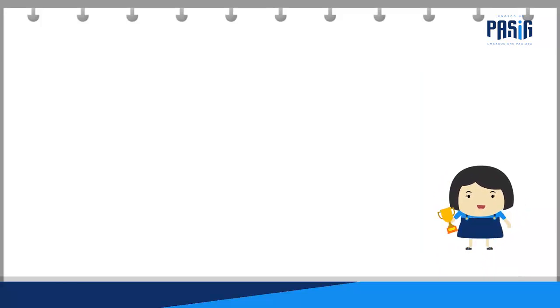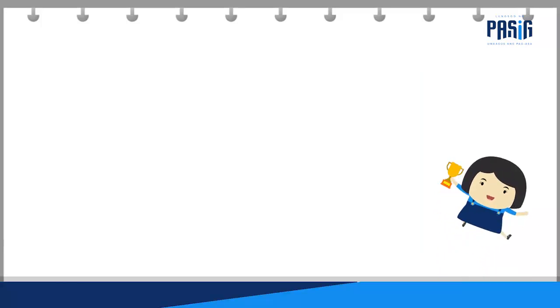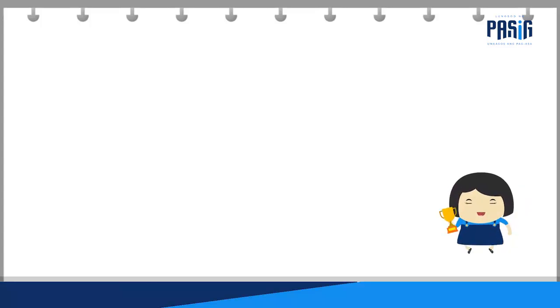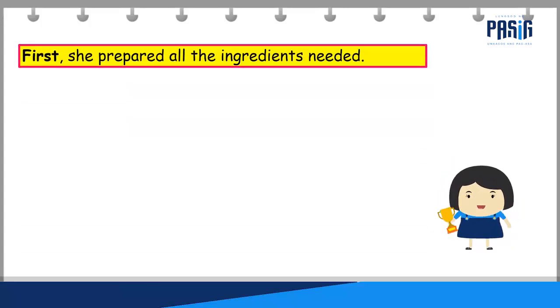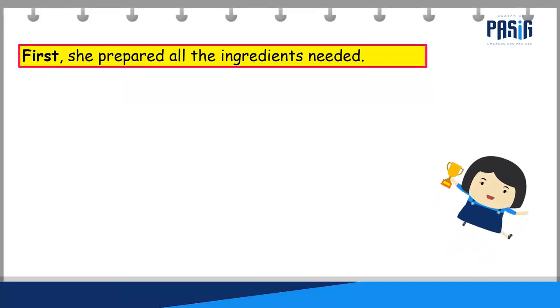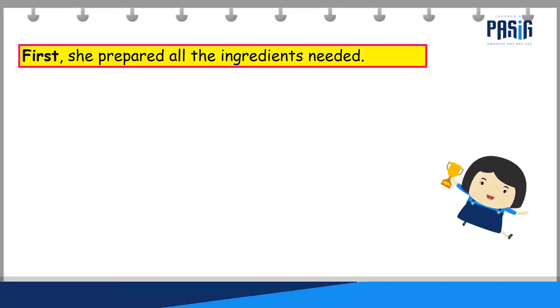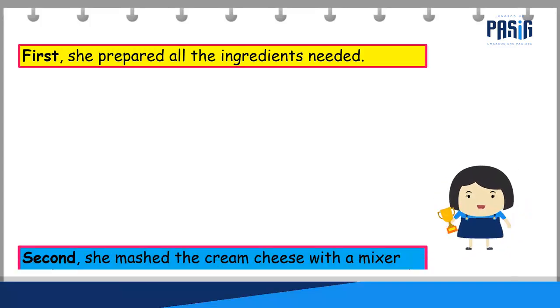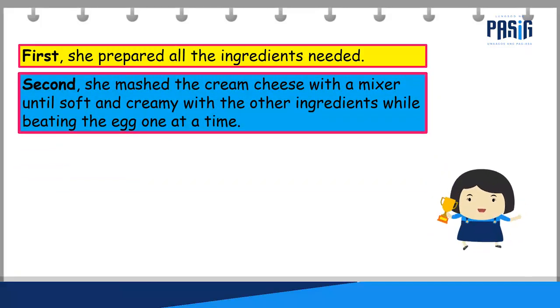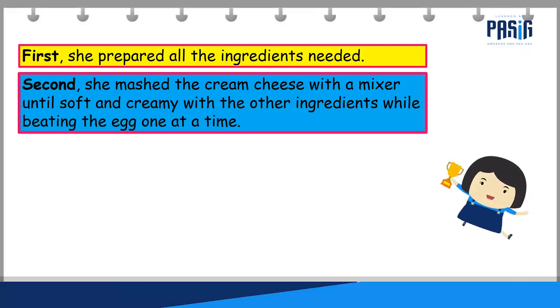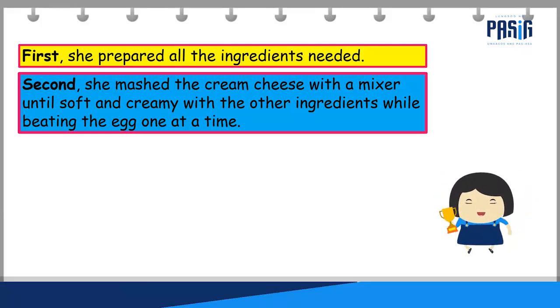What did she prepare first? Very good! First, she prepared all the ingredients needed. You need to prepare all the ingredients first before you start baking. What was the second thing she did? You are right again. Second, she mashed the cream cheese with the mixer until soft and creamy with the other ingredients while beating the egg one at a time. It is a second step after preparing all the ingredients. The word second signals the next step.